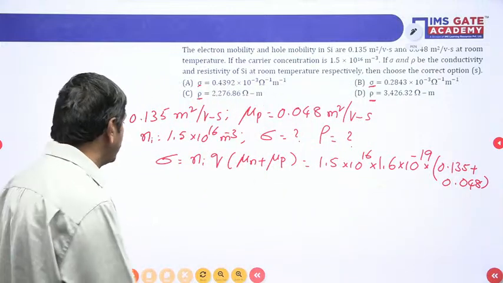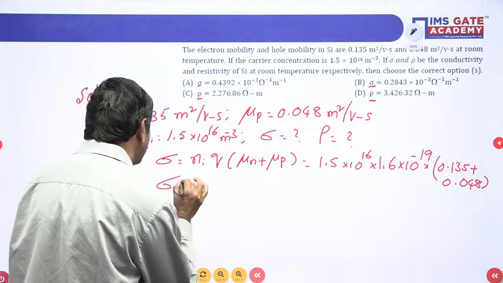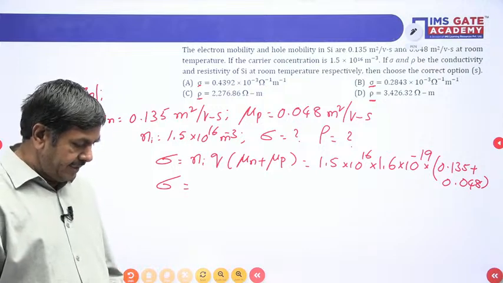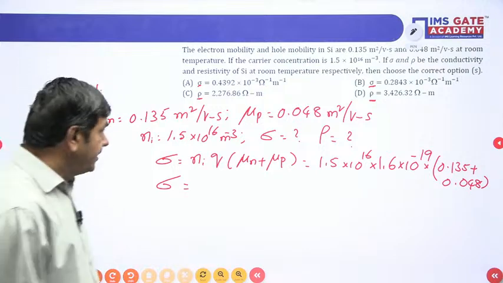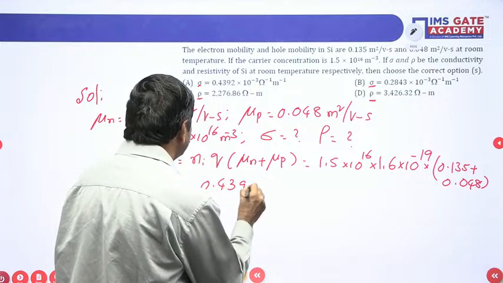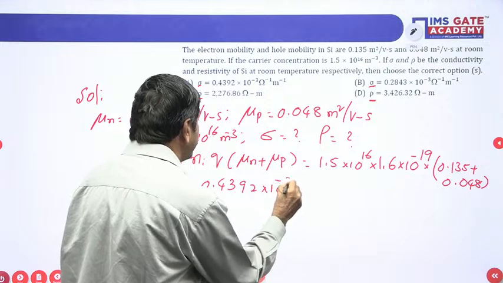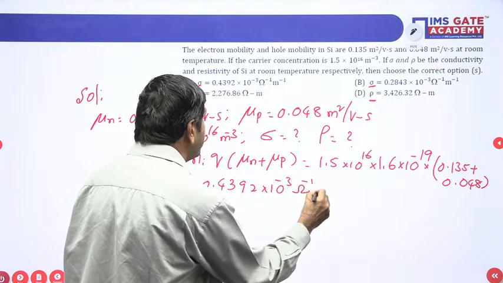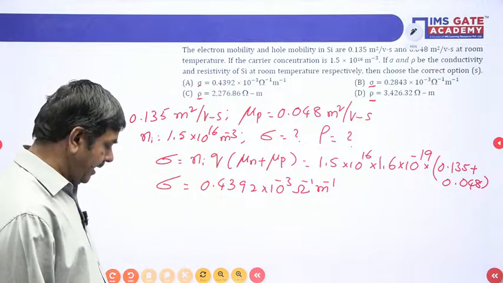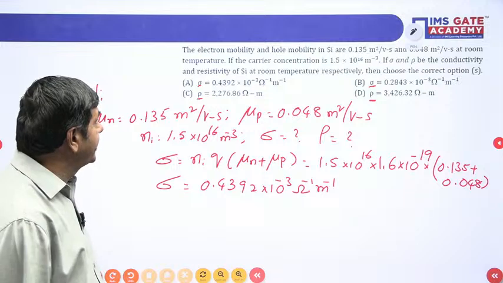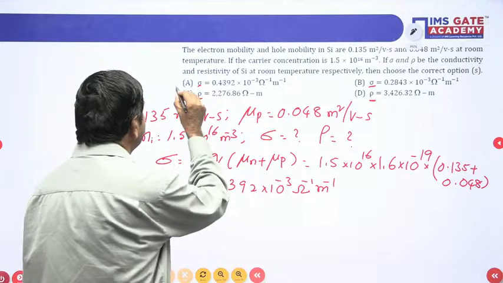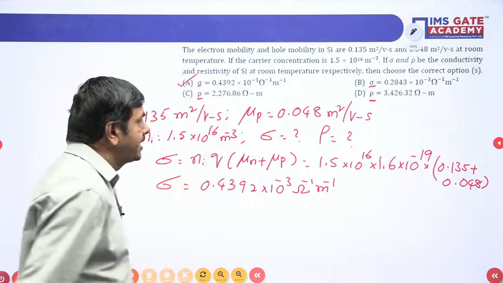Now you can use a calculator to get the sigma value. The value of this conductivity is 0.4392 into 10 power minus 3 per ohm per meter. So which option is correct? For conductivity, option A is correct.